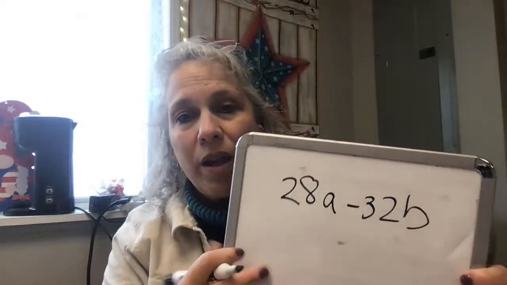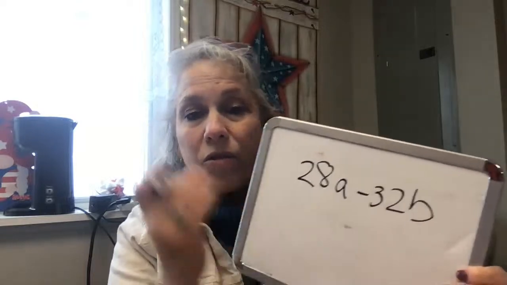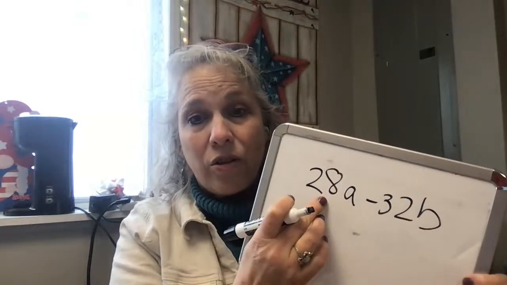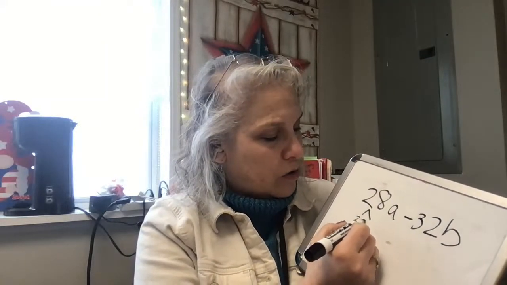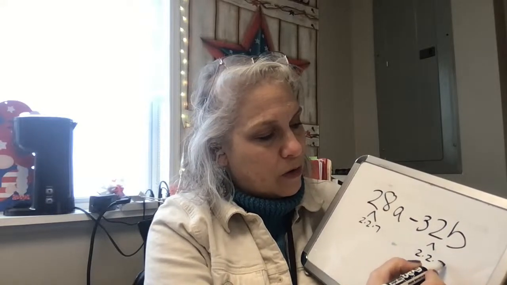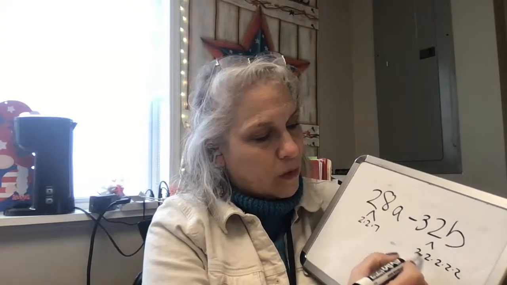Number 11 is 28a minus 32b. Now, what would be common? There's only an a and a b, so there are no letters in common. I look at 28 and 32. What is a number that is common to both of those? If you don't know right off the top of your head, you can bring it down to the prime factors. So 28 is 2 times 2 times 7. 32 is 2 times 2 times 2, 5 2s actually. 1, 2, 3, 4, 5. So I have 5 2s here.